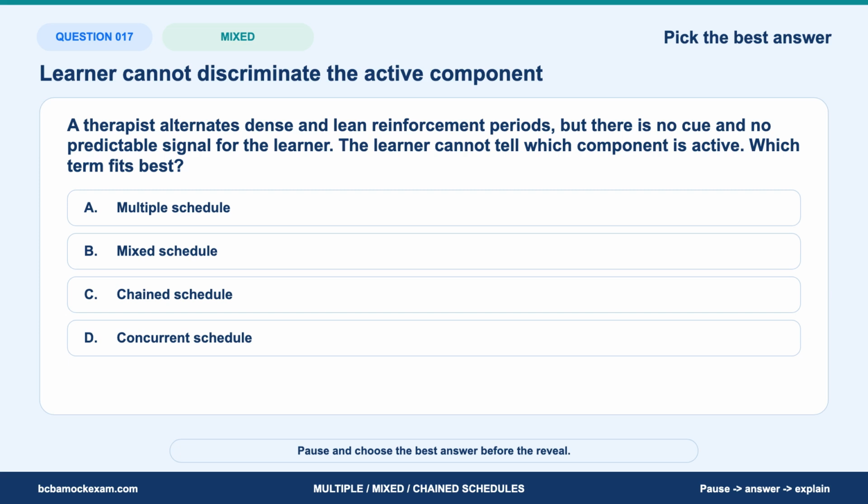Question 17. Do not answer from a number of schedules alone. A therapist alternates dense and lean reinforcement periods, but there is no cue and no predictable signal for the learner. The learner cannot tell which component is active. Which term fits best? The choices are A, multiple schedule, B, mixed schedule, C, chain schedule, D, concurrent schedule. Pause now and choose the best answer.